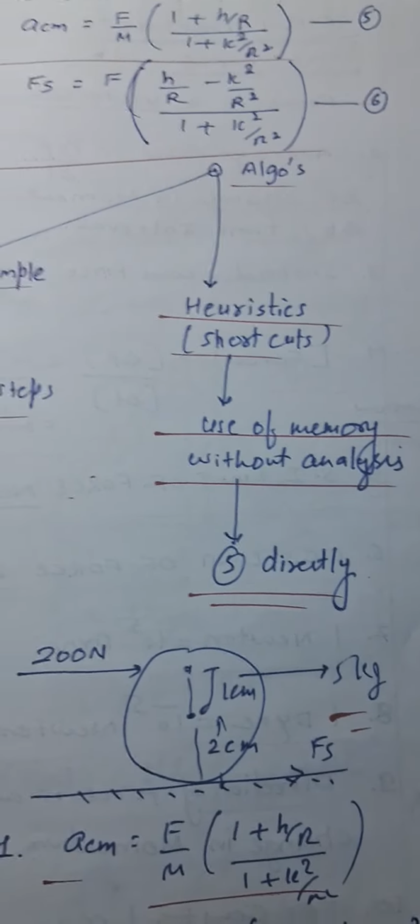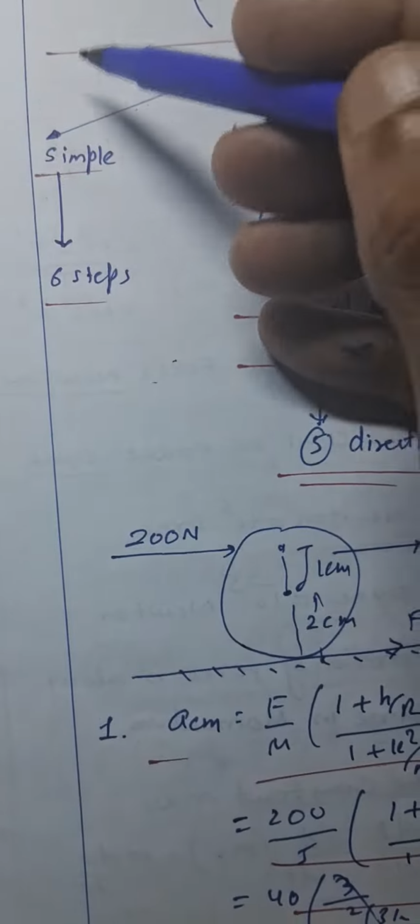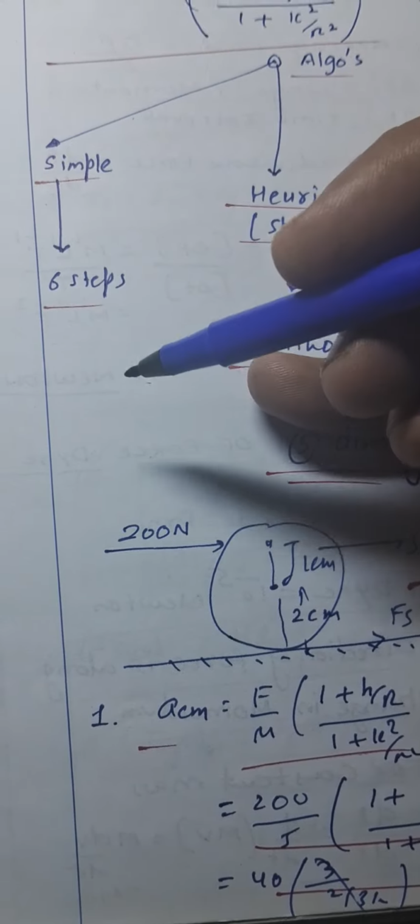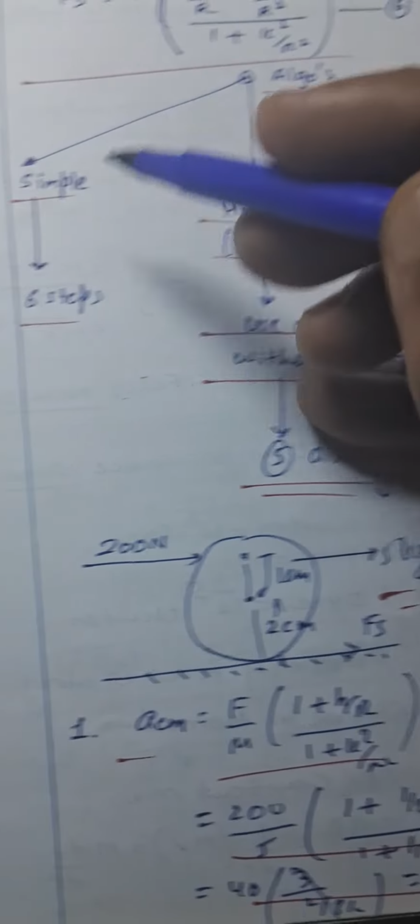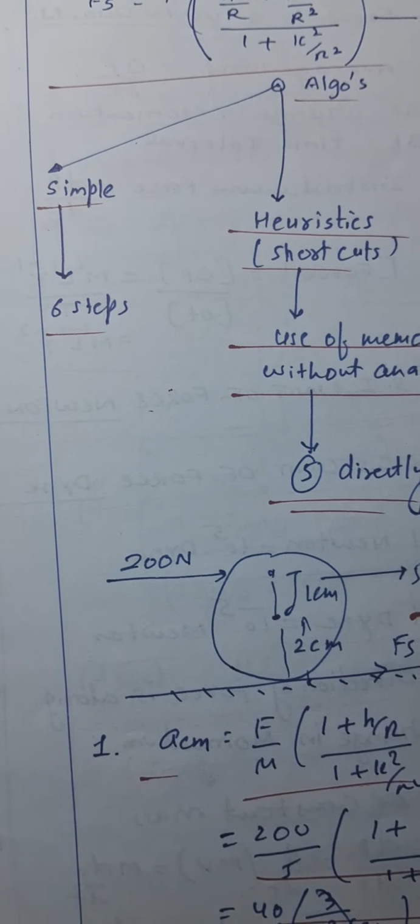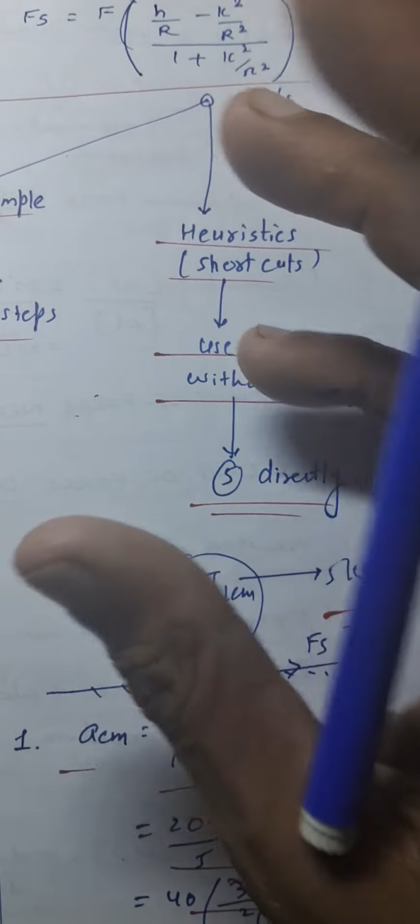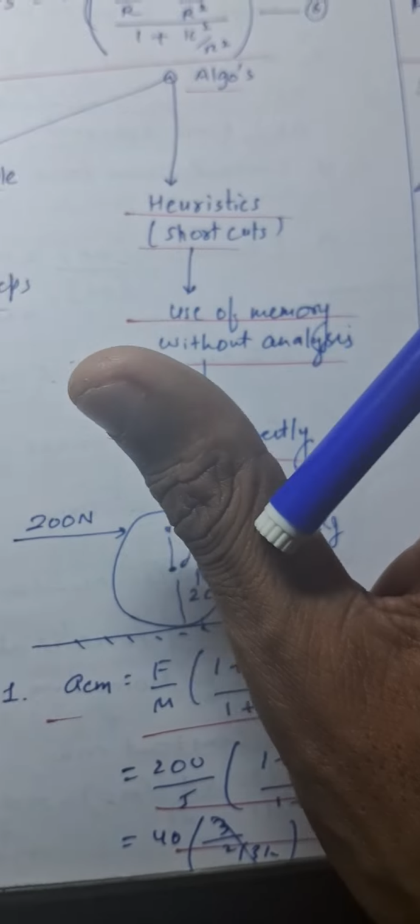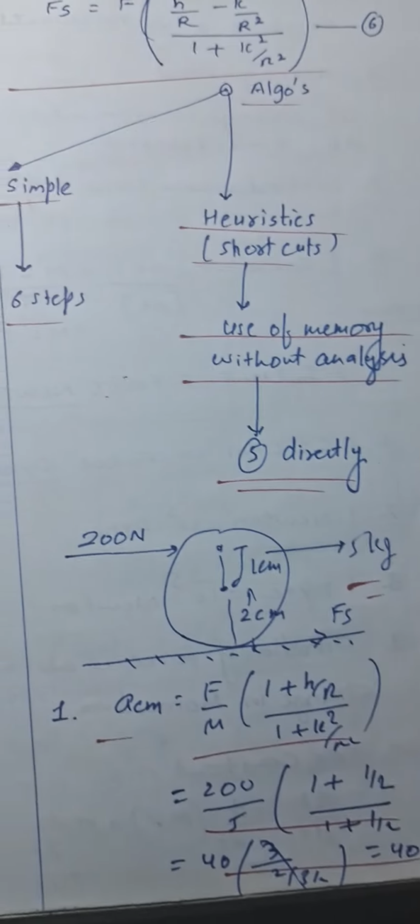Now there are two different algorithms. One algorithm is simple, which involves 6 steps over here. Another is what students normally do: they proceed stepwise, they solve, they calculate, and ultimately they come to the final conclusion that the result of all these manipulations and calculations is this.